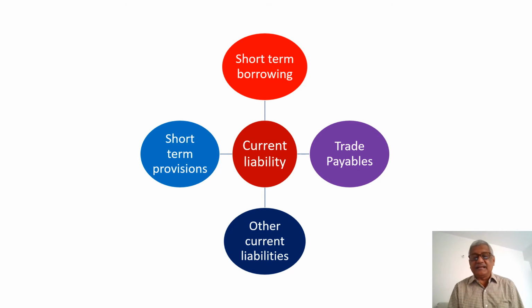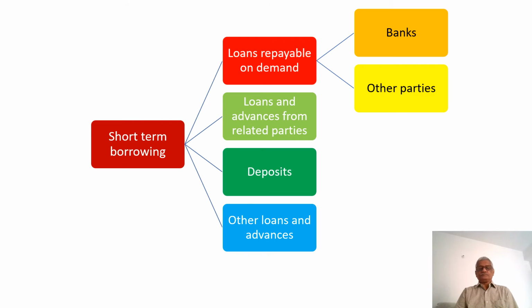Now the current liability consists of, one, short-term borrowing; second, trade payable; third, other current liabilities; and fourth, short-term provisions. Let us understand each one of them. The short-term borrowing can further be classified into: one, loans repayable on demand; two, loans and advances from related parties; and three, deposits and other loans and advances.